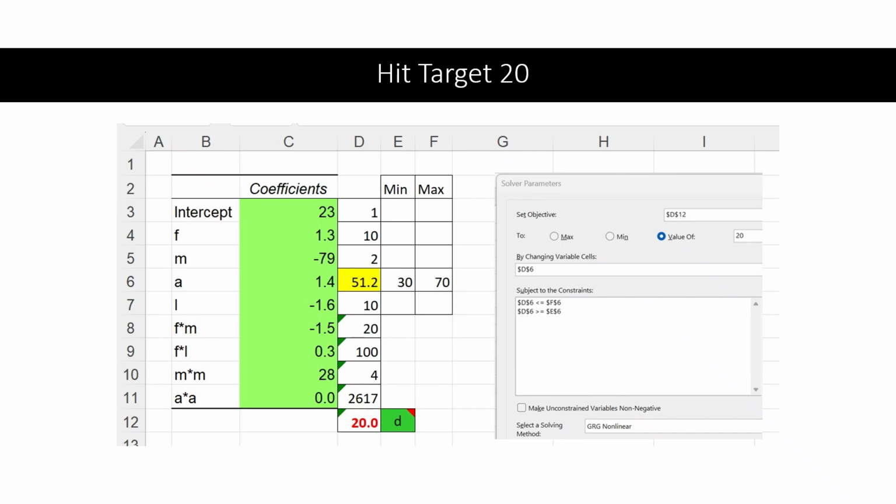We now want to calculate the factor values to hit a specific target. There are many combinations of F, M, and L values that will allow us to achieve the target of 20 by changing the angle A. We fix F equals 10, M equals 2 and L equals 10 and use Solver to calculate the angle A to hit the target D equals 20. The resulting angle is A equals 51.2.